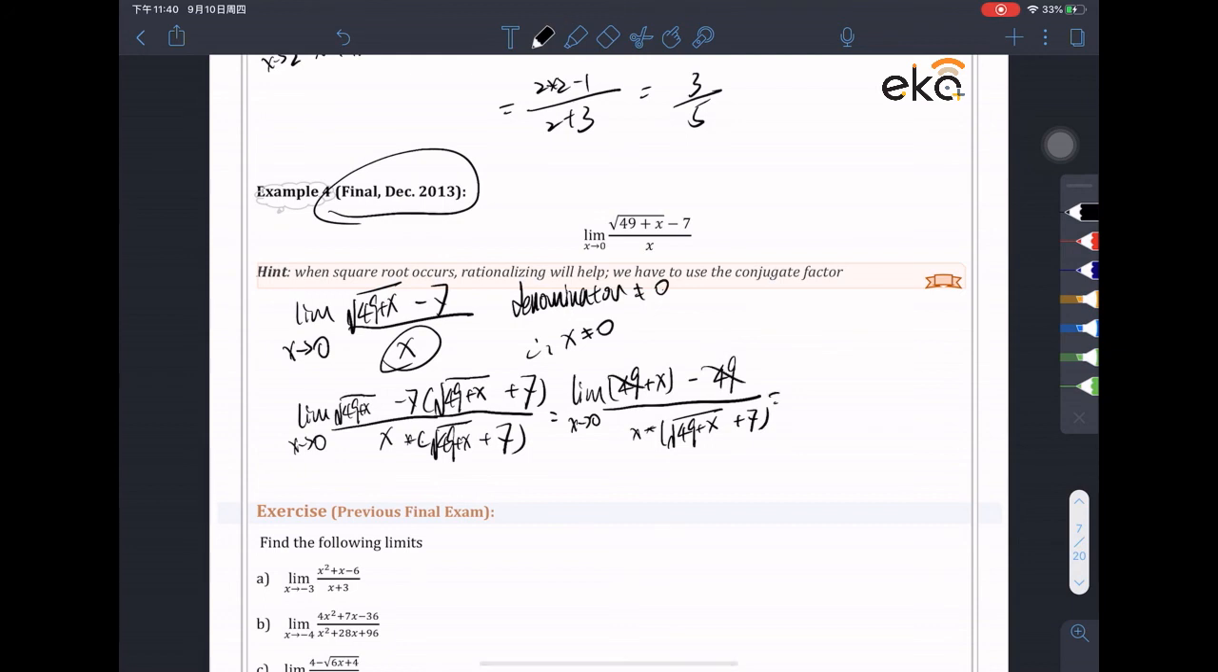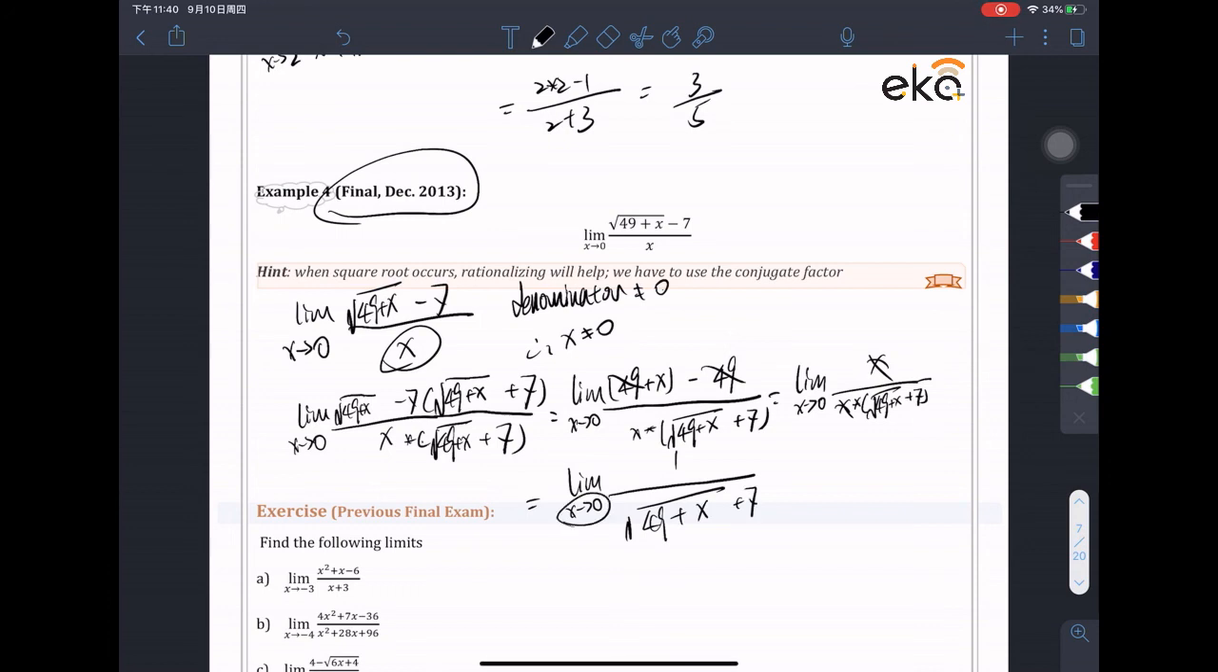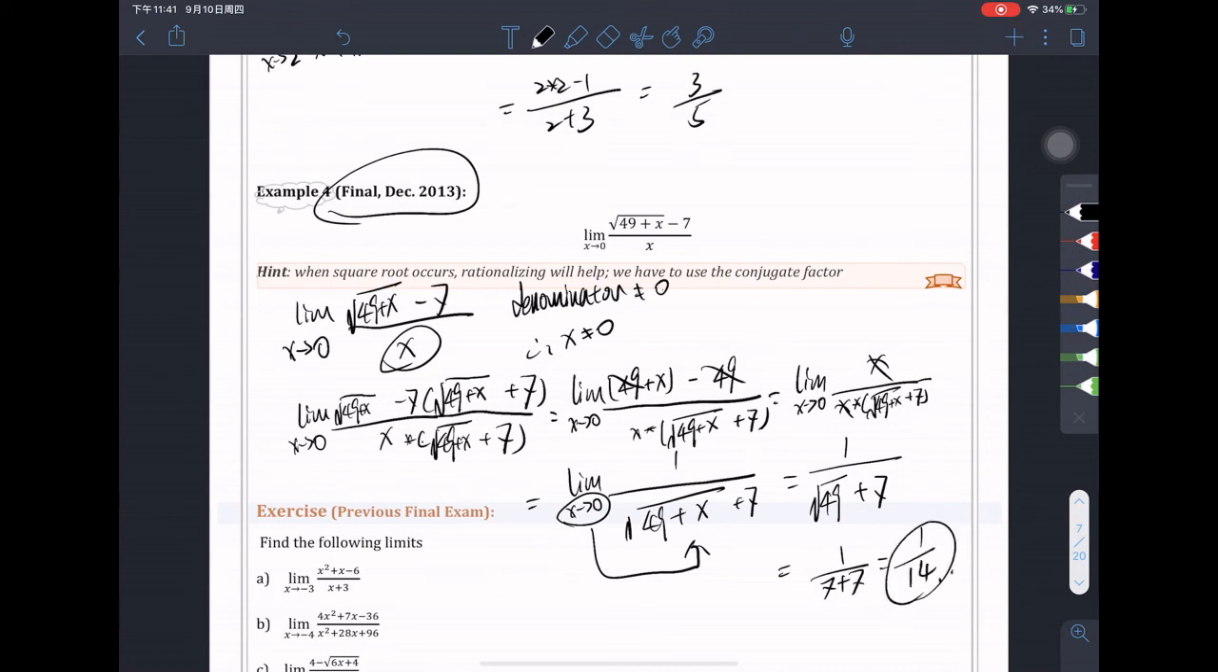49 minus 49, we can write this as the limit as x approaches 0 of x over x times the bracket square root of 49 plus x plus 7. Then we cancel the x: the limit as x approaches 0 of 1 over the square root of 49 plus x plus 7. Then when x is approaching 0, now we can plug x equal to 0 into the function, and this is 1 over the square root of 49 plus 7, which is 7 plus 7, 1 over 14. Okay, so this is the answer.